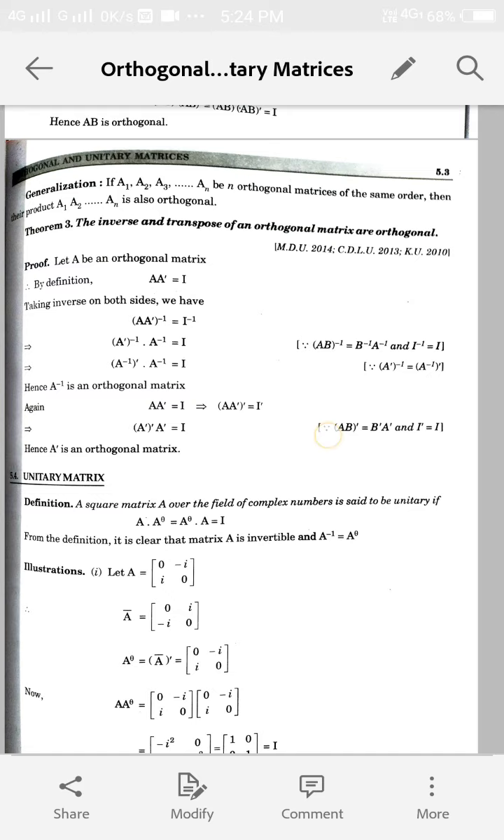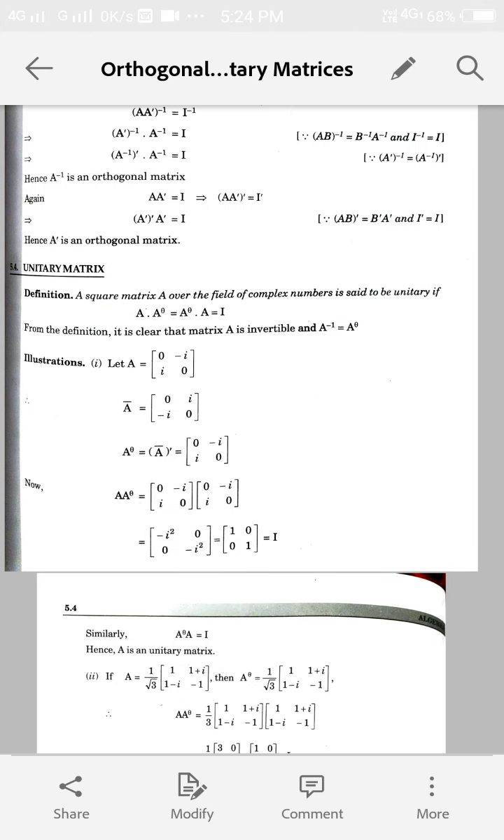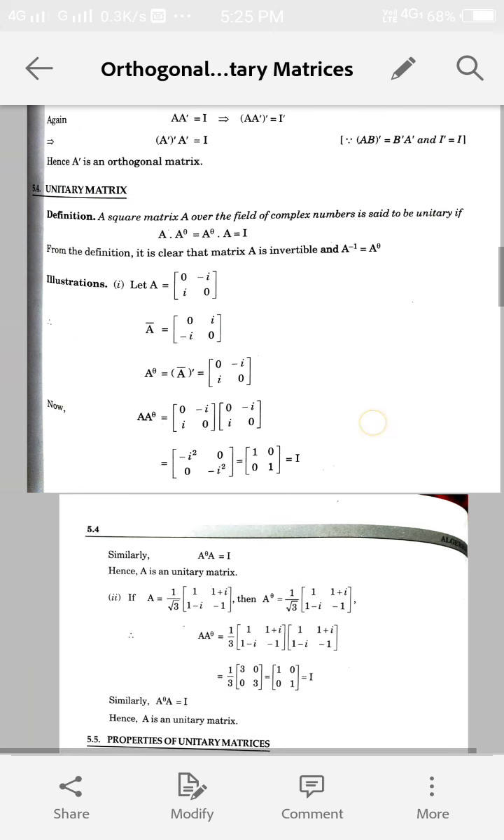Now we come to the unitary matrix. What do we mean by a unitary matrix? In a unitary matrix, we use the concept of the transposed conjugate. For this, consider a square matrix A over the field of complex numbers. We say matrix A will be unitary if it satisfies the following property. And what is the property? A into A theta will be equal to A theta into A, which is equal to identity. So from this definition we can also say that matrix A will be invertible and its inverse will be equal to A theta.